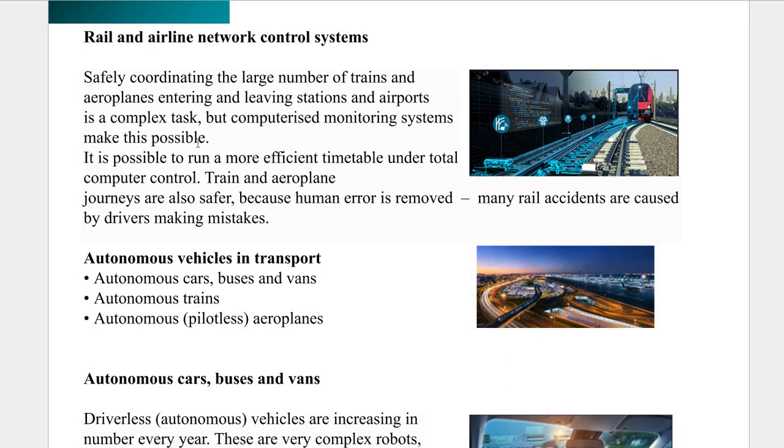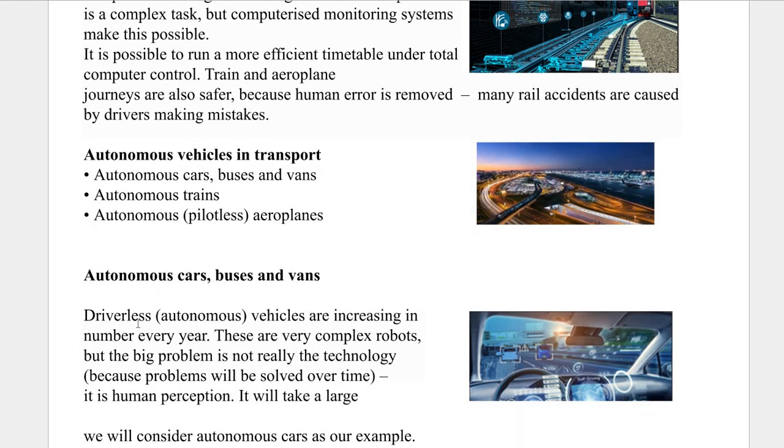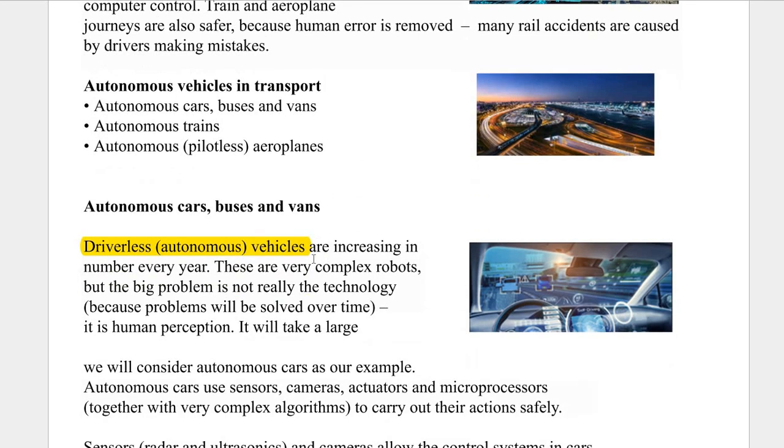Autonomous is the meaning of driverless. Autonomous vehicles are types of vehicles that don't have a driver inside. For example, Tesla cars or many other brands of cars are driving without a driver. In some countries they have a taxi that doesn't have any driver. You call the taxi, the taxi comes to you, you enter the car, and there is no driver inside the car. But how are they doing it? They are using microprocessors. This definition is important.